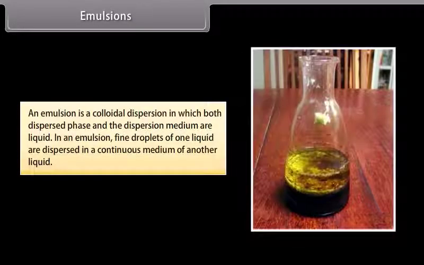Emulsions. An emulsion is a colloidal dispersion in which both dispersed phase and the dispersion medium are liquid. In an emulsion, fine droplets of one liquid are dispersed in a continuous medium of another liquid. Emulsions are of two types: oil in water and water in oil. Oil in water.